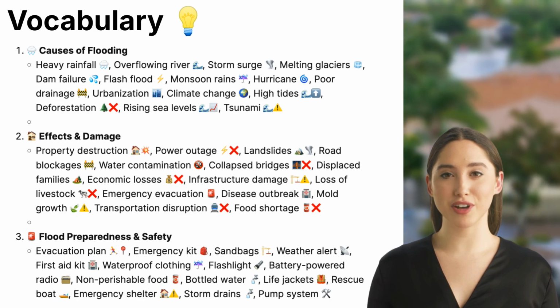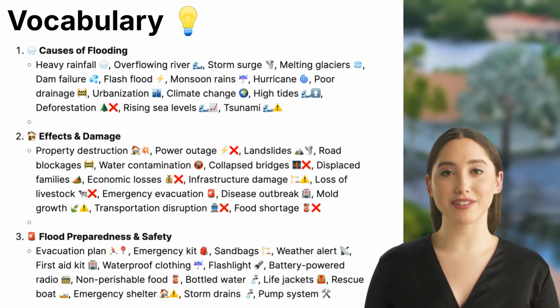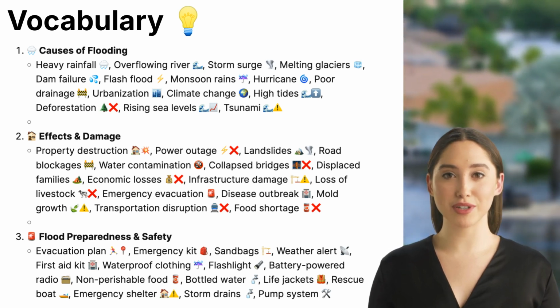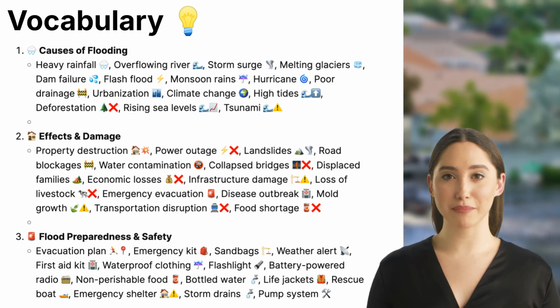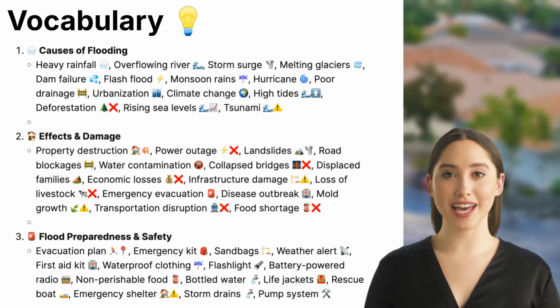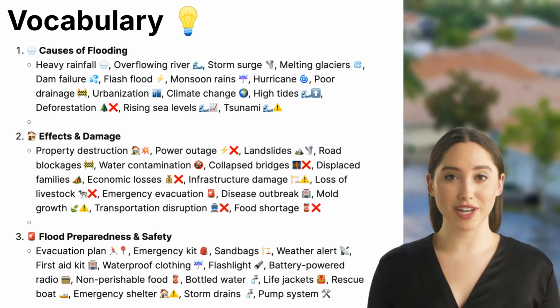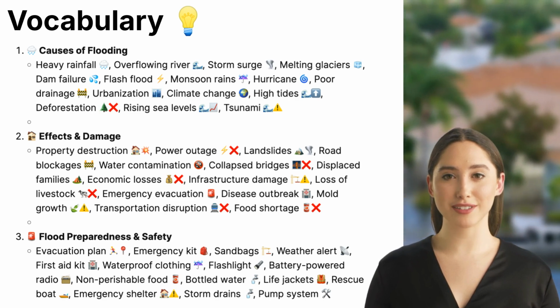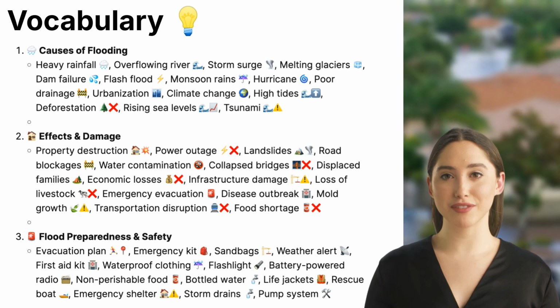Infrastructure damage. Roads, bridges, and buildings suffer heavy damage during floods. Loss of livestock. Farms and animals can be lost when floods hit rural areas. Emergency evacuation. Authorities may ask people to leave their homes and move to safer areas. Disease outbreak. Stagnant floodwater creates breeding grounds for diseases like cholera and dengue fever.